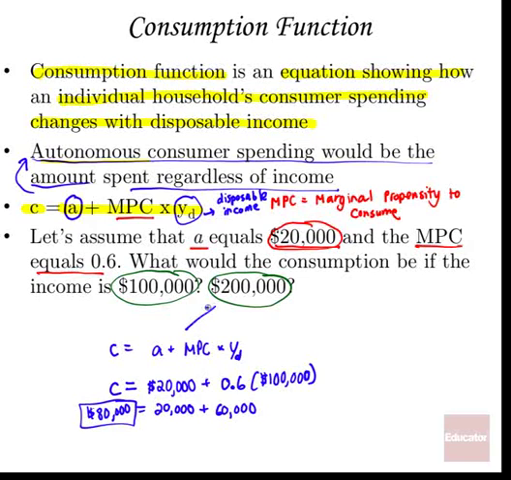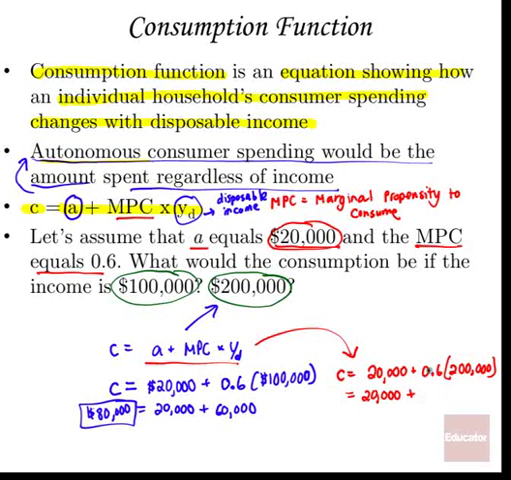Now, what happens if your income is $200,000? Well, you use the same equation: C equals A plus MPC times disposable income. You're going to spend that $20,000 no matter what, plus 0.6, and now you multiply by $200,000 instead of $100,000. So you have $20,000 plus 60% of $200,000, which is $120,000. You add that to $20,000, and you're going to spend $140,000.